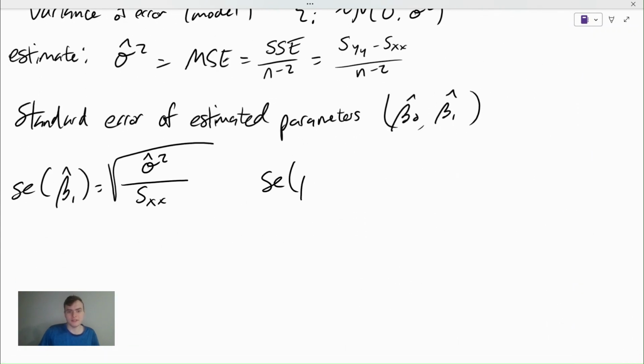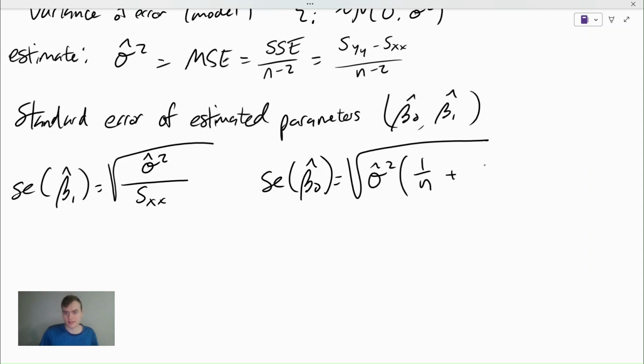And SE of beta 0 hat is going to be the square root of sigma hat squared times (1 over n plus x bar squared over SXX).